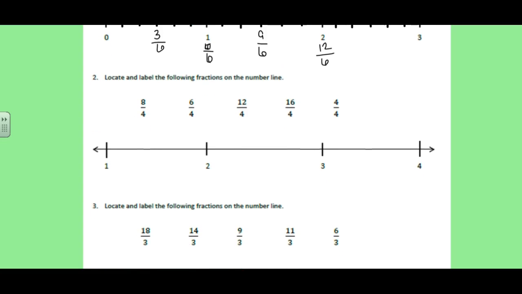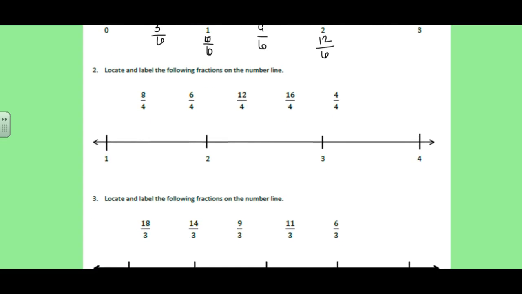Once again, it says locate and label the following fractions. So we see that all of these fractions have a denominator of 4. So on our number line, we're going to have to make 4 equal sections. And then we're going to have to find where these fractions go on the number line. This number line is starting with a 1 instead of a 0, so we'd have to figure out what that 1 whole is equal to.